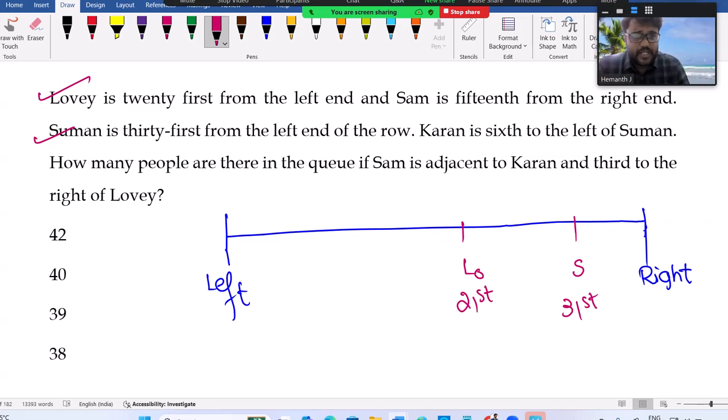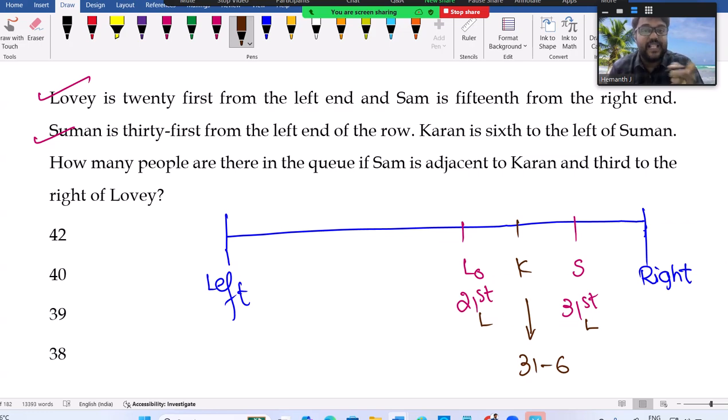Next one. Karan is 6th to the left of Suman. See, guys, listen. Karan is left of Suman. Karan is going close to the left side. I have to do 31 minus 6. Some people argue, sir, is it plus 6 or minus 6? Karan is going close to the left side, and when you go close to the left side, his count should decrease. 31 minus 6 is 25th from the left end. Karan is 25th from the left end.